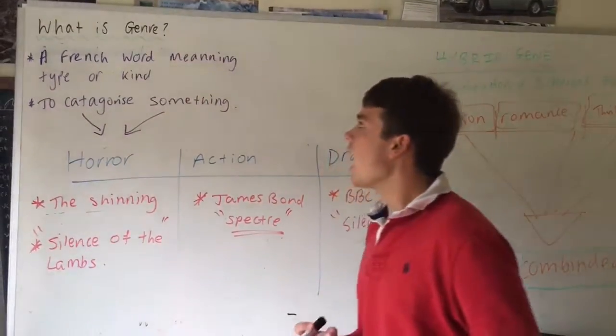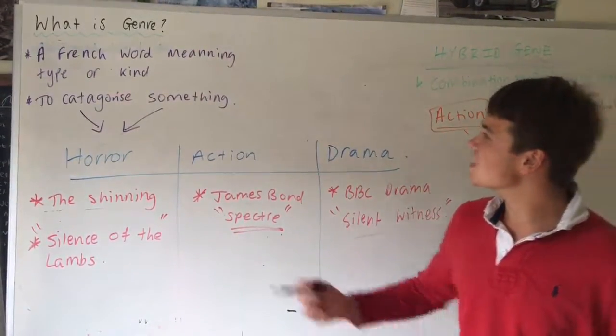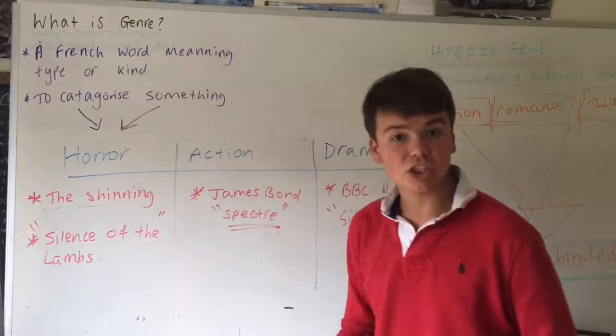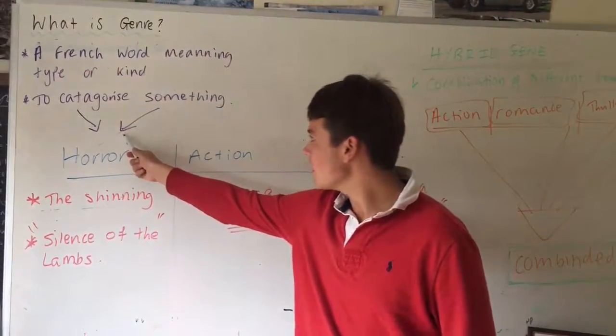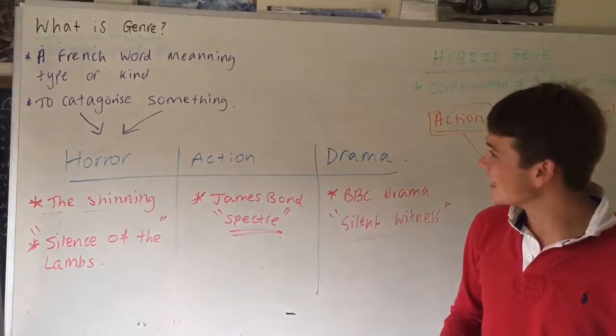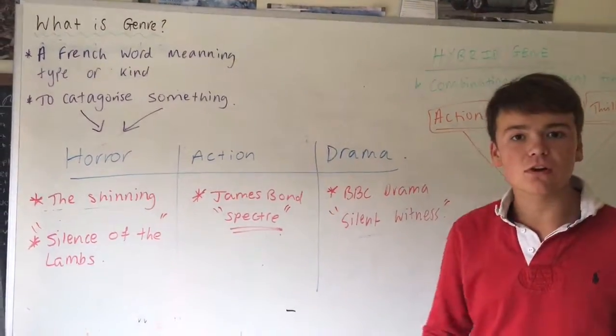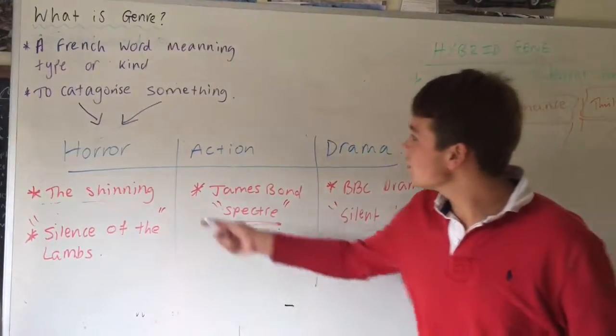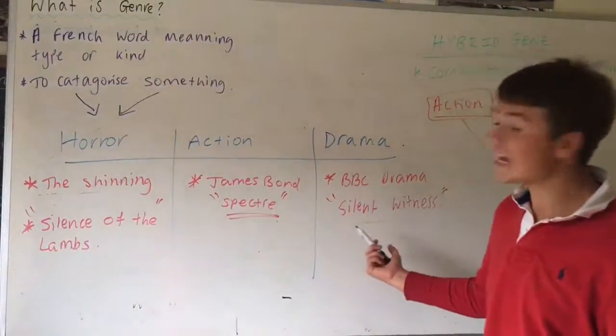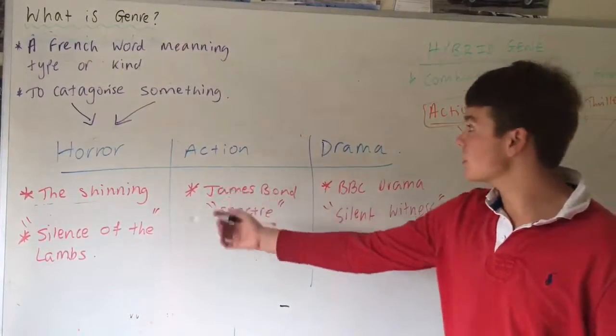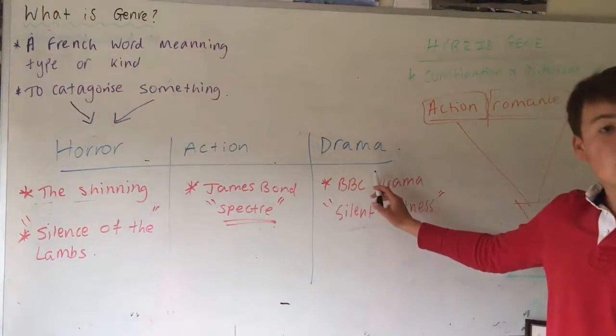What is genre? Genre is a French word meaning type or kind. So essentially it means to categorise something. When we talk about the film industry, it's categorising films or any form of entertainment into a certain category. I've taken 3 categories here, which are very typical categories: horror, action and drama.